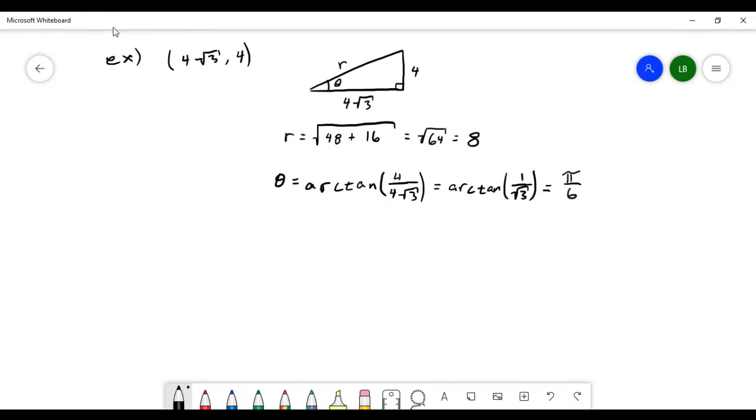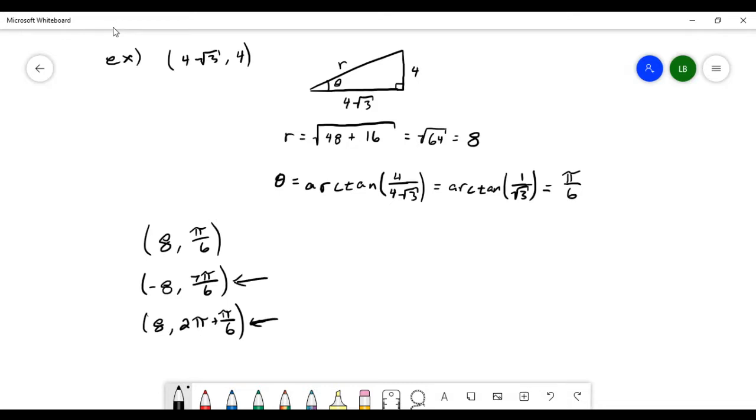So then our polar point corresponding to this very same rectangular point would be 8 comma pi over 6. And one thing to note is that it's not the only polar point we could use. We could also write negative 8, 7 pi over 6, or 8, 2 pi plus pi over 6, because in this case, we're just going all the way around our graph one more time. We end up right at the same angle.